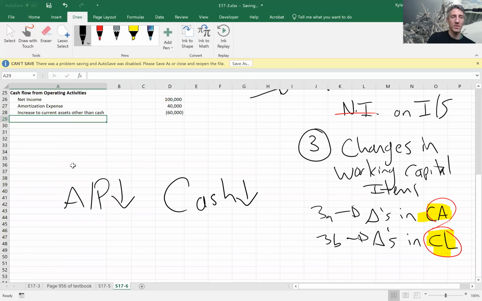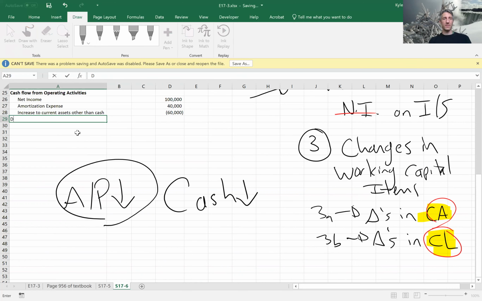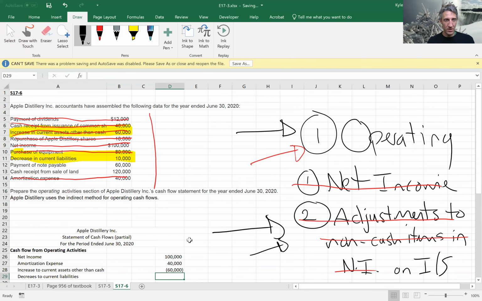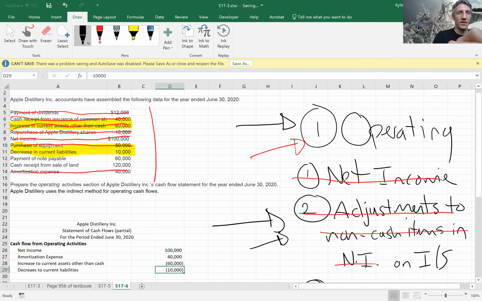And that's exactly what's happening here. I can't say for sure because it doesn't tell me accounts payable is going down. What it's doing is it's grouping all of the current liabilities together. But I can kind of infer that they're just paying down their bills. So I'm going to have a decrease to current liabilities. That was how much? $10,000? Yeah, $10,000. Okay. And I'm done with this decrease in current liabilities.